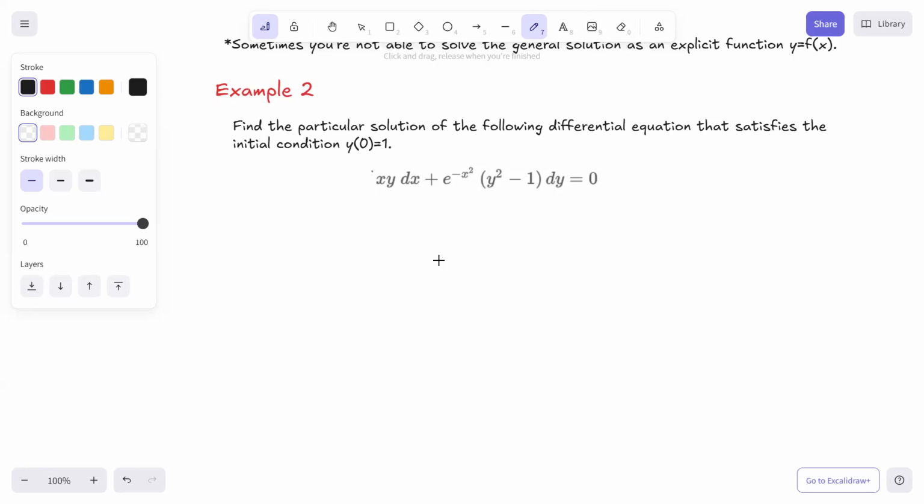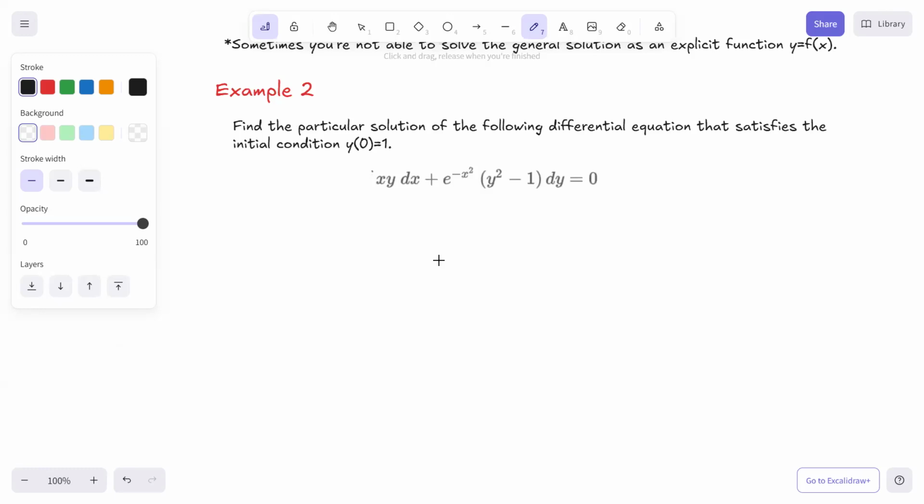So in this example, what we're going to do is find the particular solution that satisfies the initial condition y of 0 equals 1. So the first thing we want to do is make sure that we put the y and dy's on one side. Now this one's kind of written weird because we have the dx and the dy kind of in different spots.